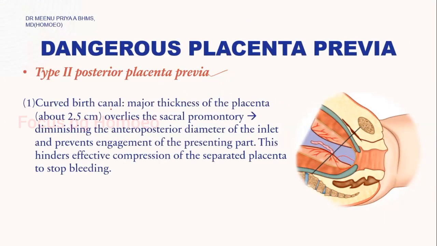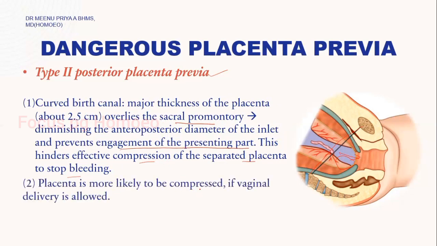So what happens? Curved birth canal. In the curved birth canal, the major thickness of the placenta, about 2.5 centimeters, overlies the sacral promontory. When it is lying on the sacral promontory, this will diminish the anterior posterior diameter of the inlet and prevents engagement of the presenting part. So engagement is prevented, and this hinders the effective compression of the separated placenta to stop bleeding. So this is a difficult condition.